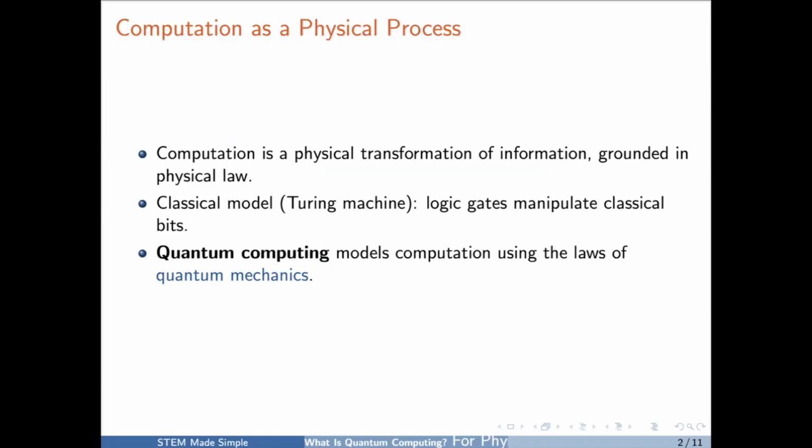The classical model of computation, as formalized by the Turing machine, assumes that logic gates manipulate bits through deterministic or probabilistic processes consistent with classical mechanics. Quantum computing shifts this paradigm by recognizing that the laws of quantum mechanics can be used to define entirely new models of computation.